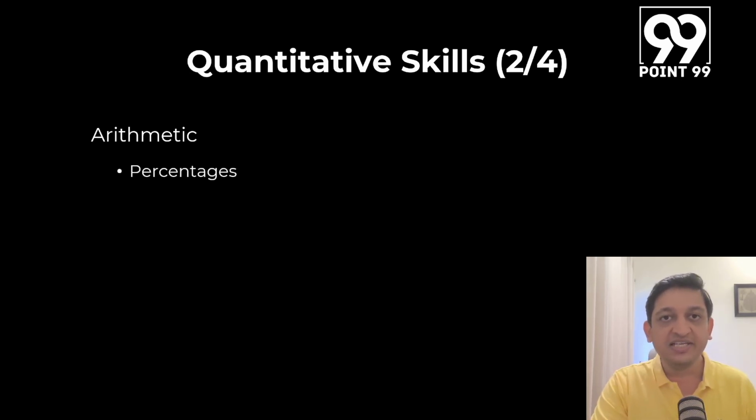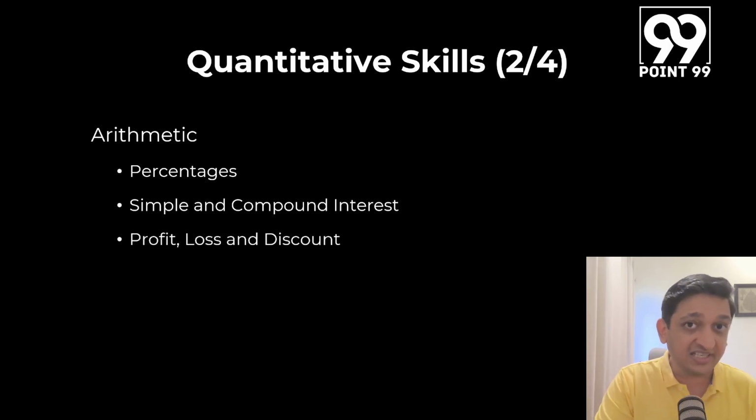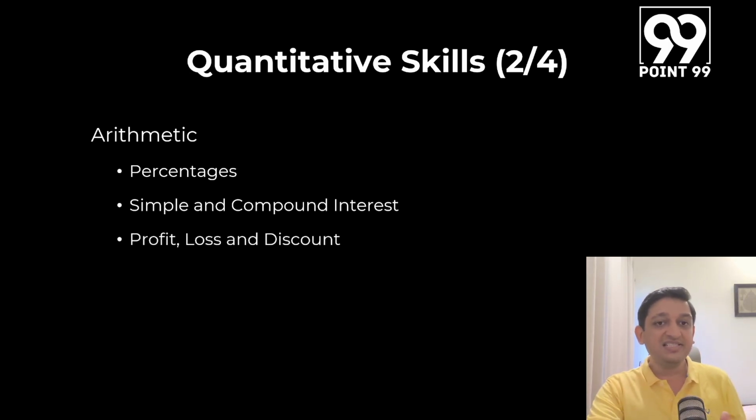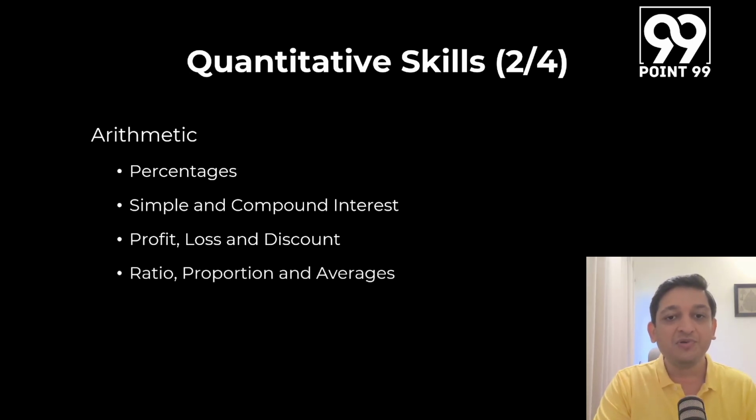So you can have percentage change, successive percentages, profit and loss, and so on and so forth. The second topic that I'm talking about is simple and compound interest, which might use some elements of percentages as well. The third topic again is related to percentages and involves profit, loss and discount. The fourth topic is ratio, proportion and averages.